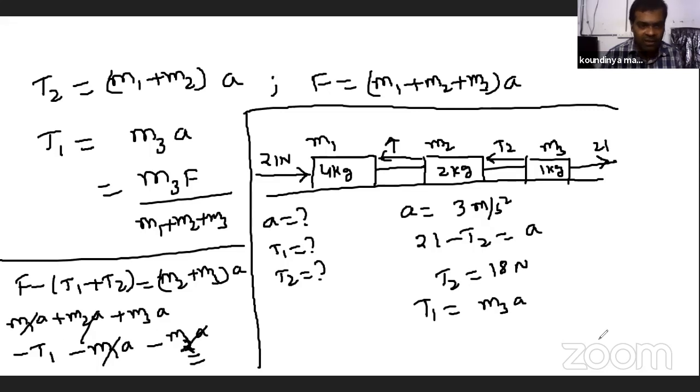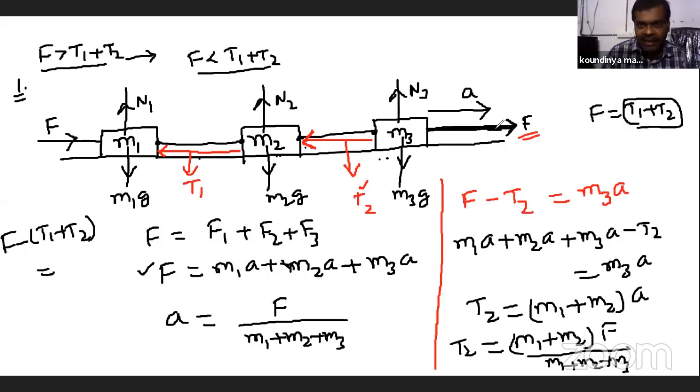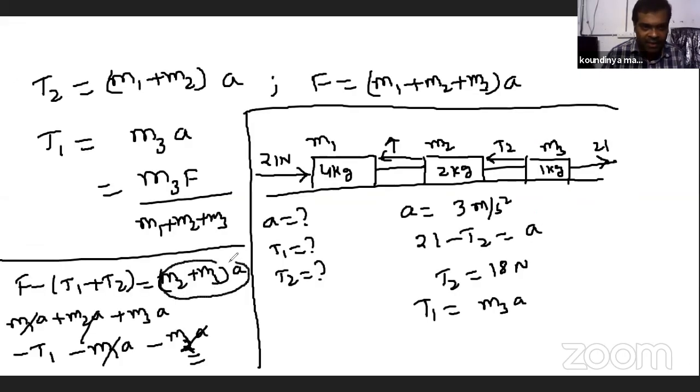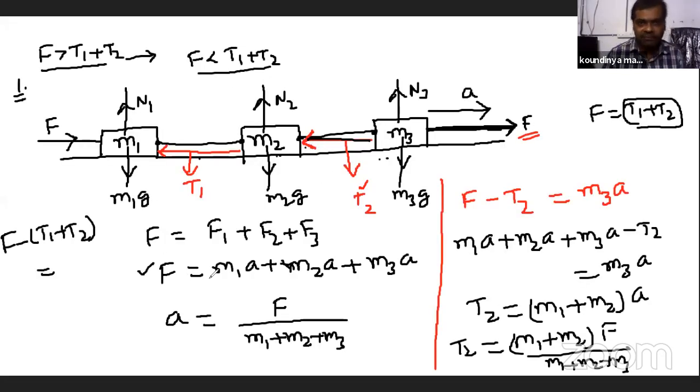Okay, so here whatever the force is acted, F is equal to T1 plus T2. So here what will happen? Net acceleration will be 0. That is, T1 is equal to M3A. There will be no motion in this one.